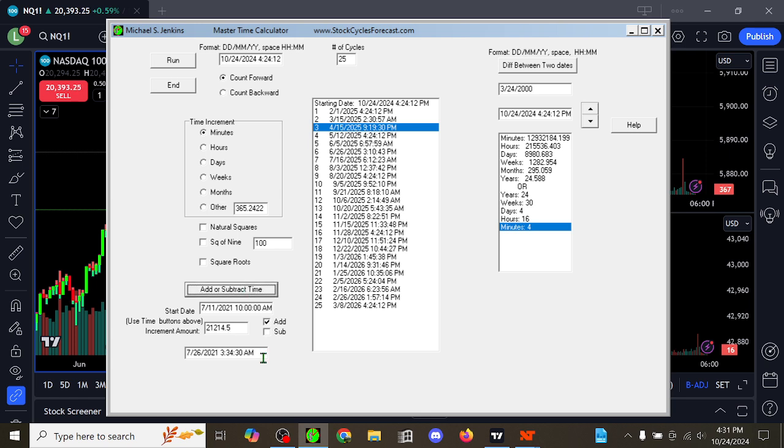So that many minutes later, you click add or subtract time. Now, here you choose whether you're adding or subtracting. You can actually check both. If you do that, it will just subtract, I believe. So just make sure you only have one or the other checked. Now, the reason you go forward is to try to predict the future. The reason you go backward is to verify that it is a valid cycle. Because if you go backward and it hits a previous high or low, there's a higher chance that it will predict the future. Okay?